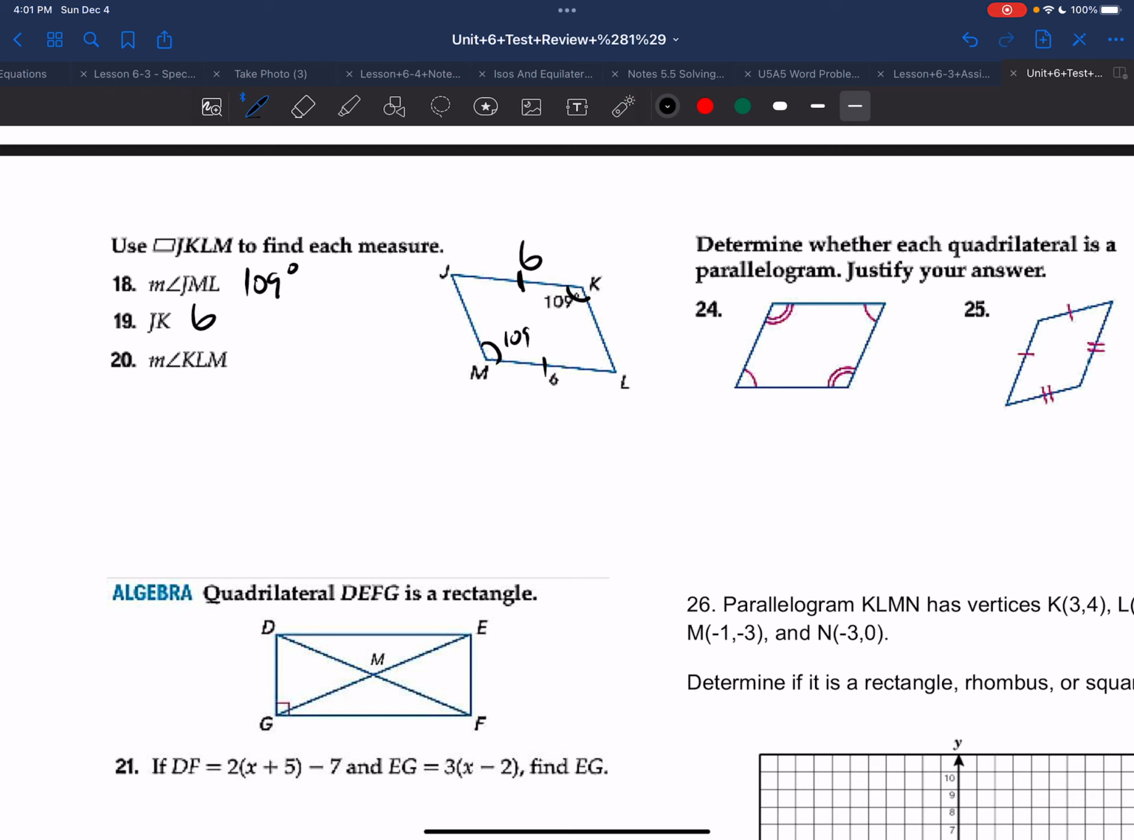Okay. KLM. All right, so KLM. Okay. So since these are consecutive angles of a parallelogram, then we can go ahead and say that, well, 180, because this is a line, minus 109, that's going to give me, what is that going to give me? 71. So KLM is 71 degrees. Okay?